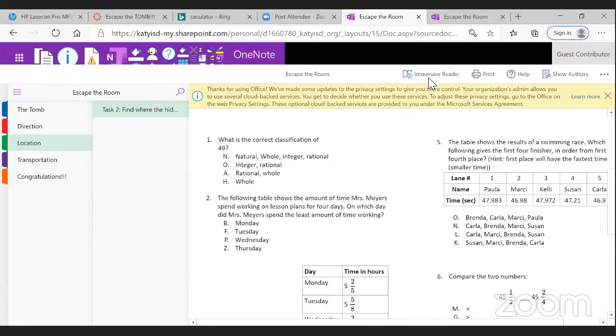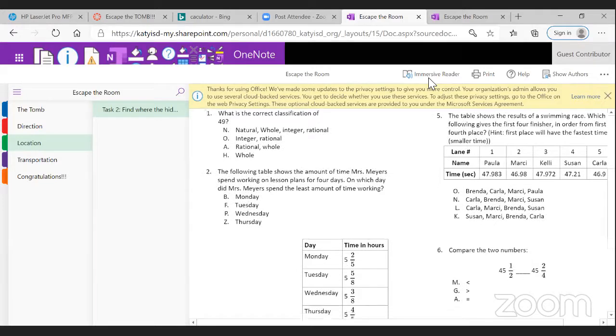The table shows the results of a swimming race. Which of the following gives the first 4 finishers in order from first to fourth place? First place will have the fastest time, and that will be a smaller time.